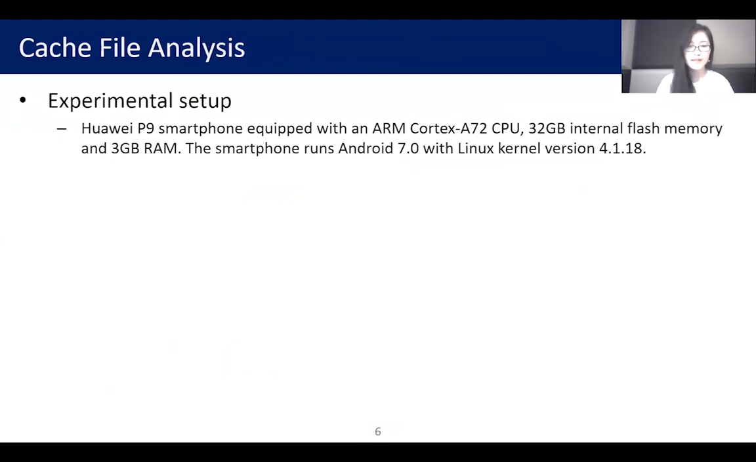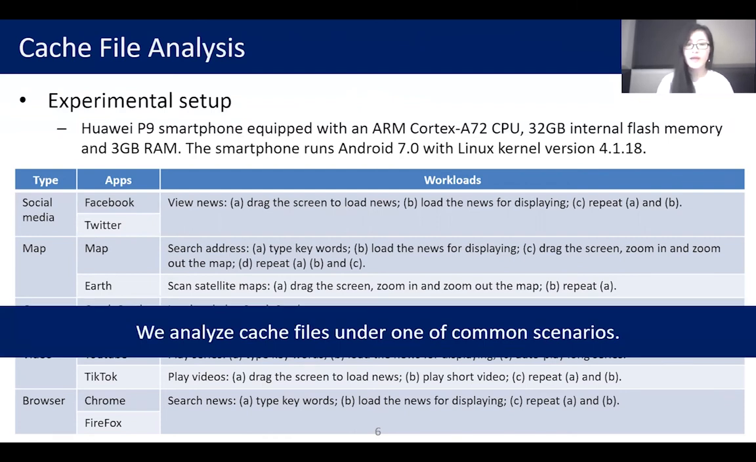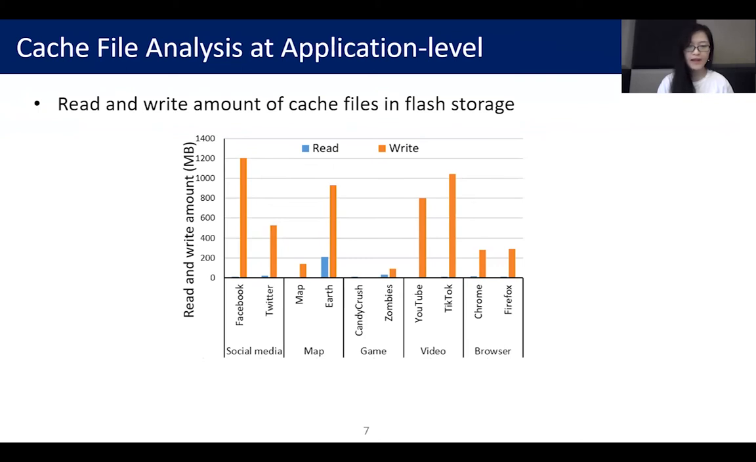To reduce the negative impact of cache files, we analyze cache files on a real mobile device, the Huawei P9. We collected data for 2 hours with 10 commonly used applications. Based on this data, we can analyze cache files under one of the common scenarios for each application. First, we analyze cache files at the application level.